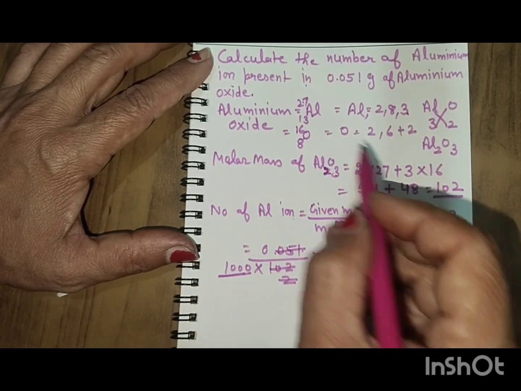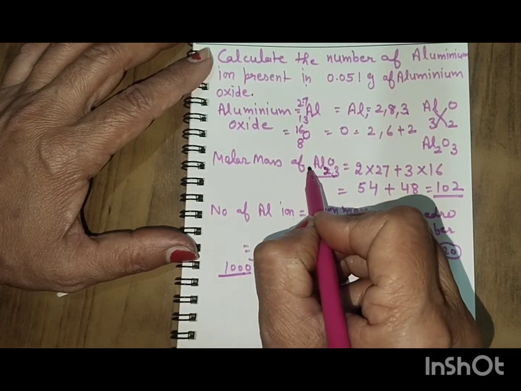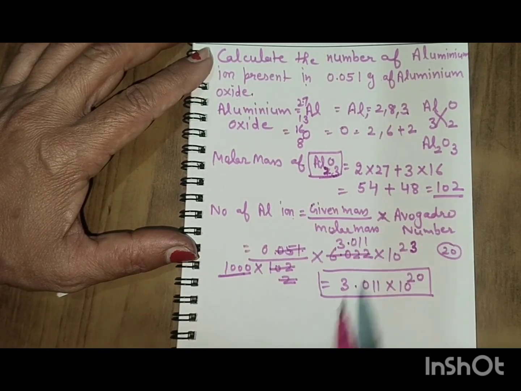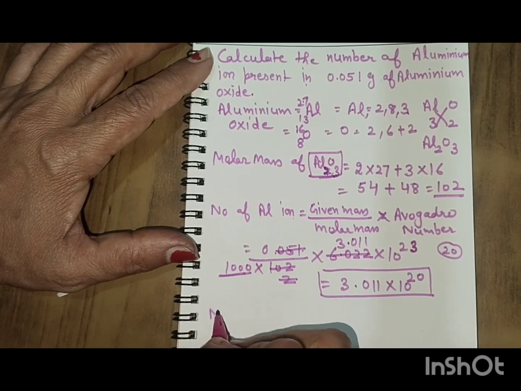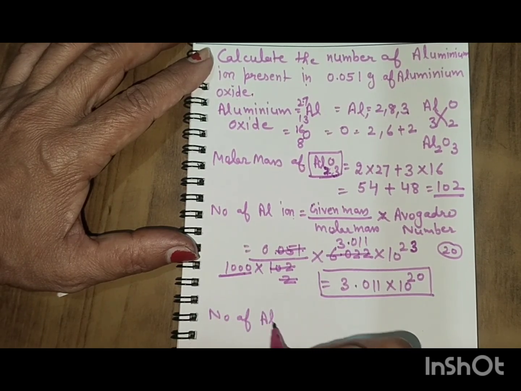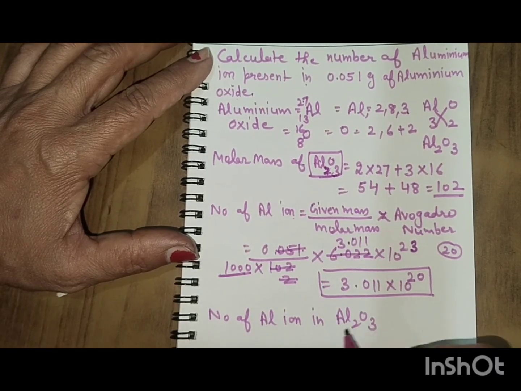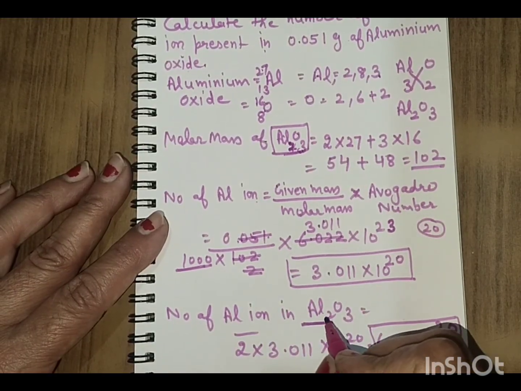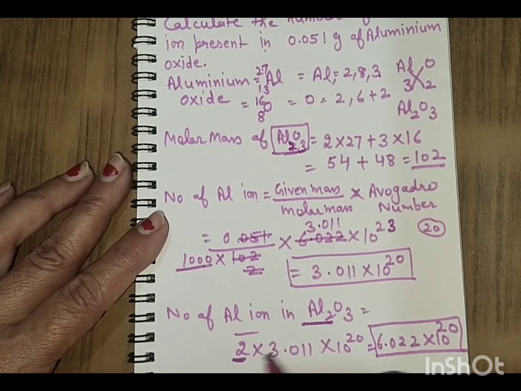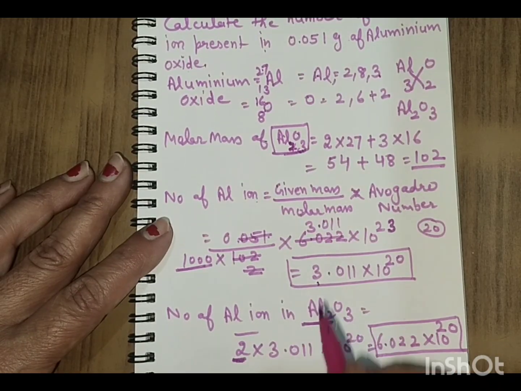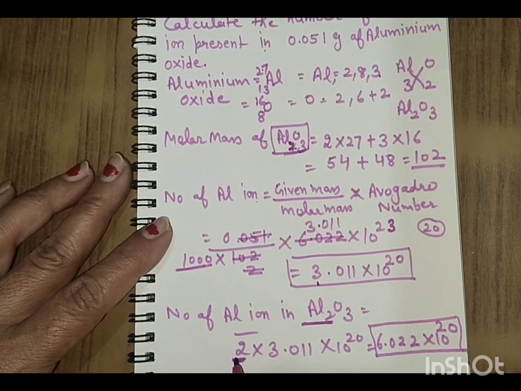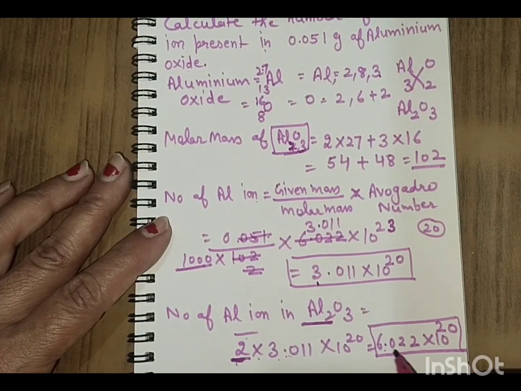But in aluminium oxide, the number of aluminium ions per formula unit is 2. So multiply the number of aluminium ions by 2, from 1 ion to 2 ions. 2 into 3.011 into 10 raised to power 20 is equal to 6.022 into 10 raised to power 20.